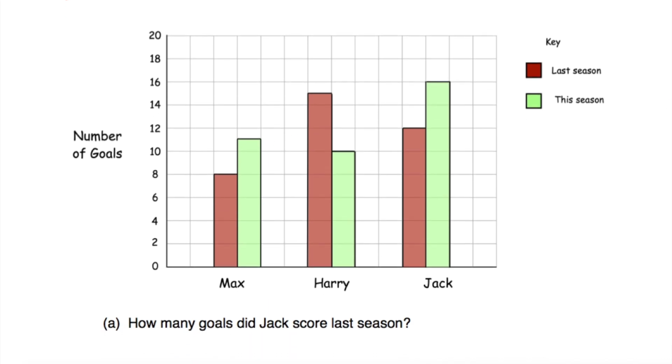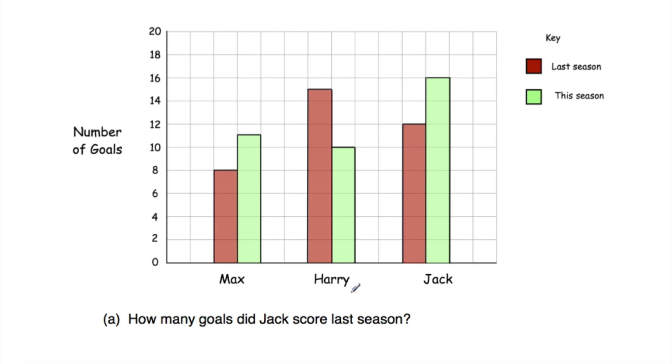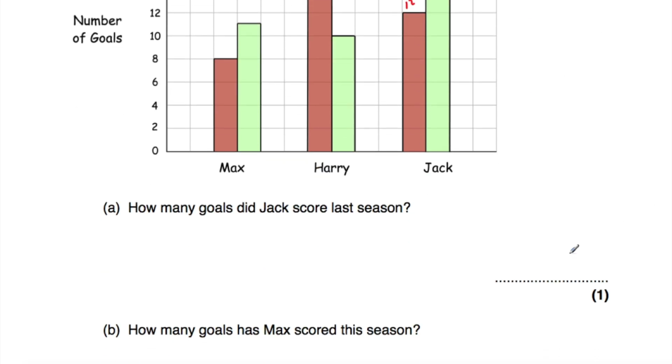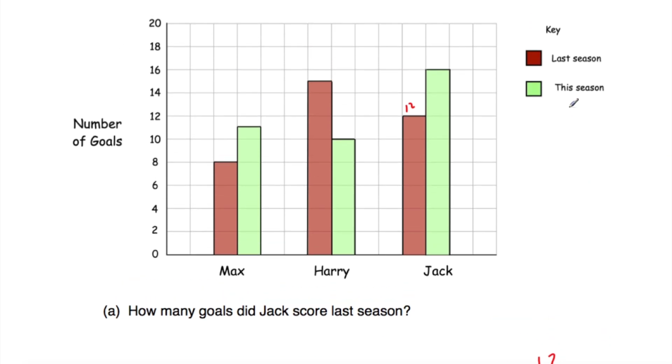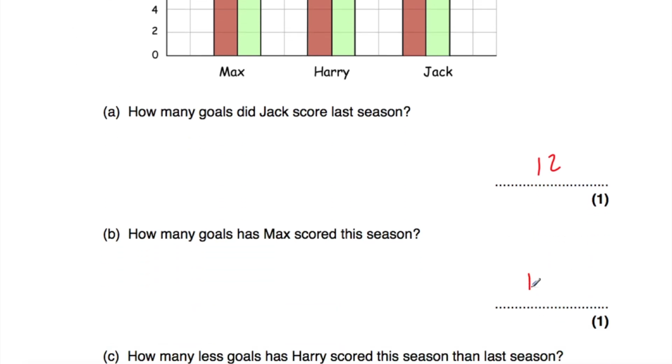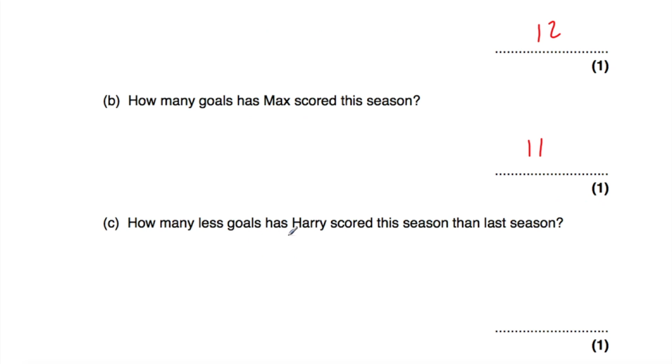Okay, so part A. Part A says how many goals did Jack score last season? So last season is the red colour. So Jack last season, he scored 12 goals. So the answer is 12. Okay, part B. Part B says how many goals has Max scored this season? So let's have a look. Max this season is in green. So this season Max, it's in between 10 and 12. So that's 11 goals that Max has scored this season. So 11.